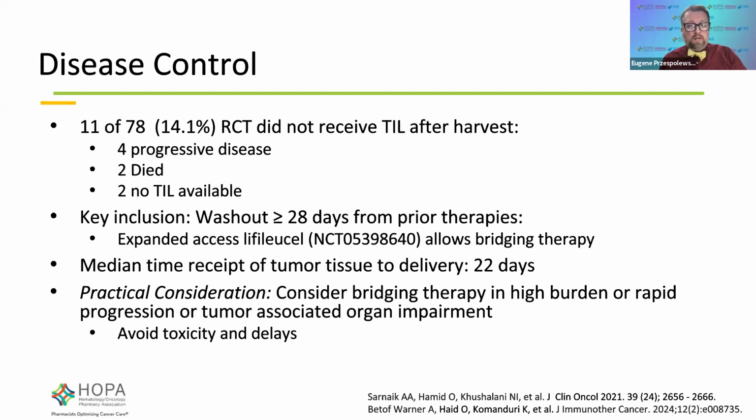So we know realistically that not all disease behaves nicely and kindly. And so those patients with high burden, rapid progression, or cancer-related organ impairment may need bridging therapy to help avoid toxicity and delays with TIL and IL-2 therapy.